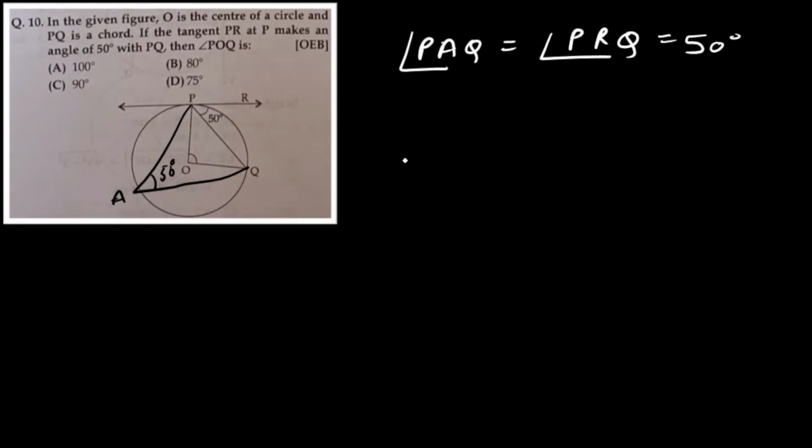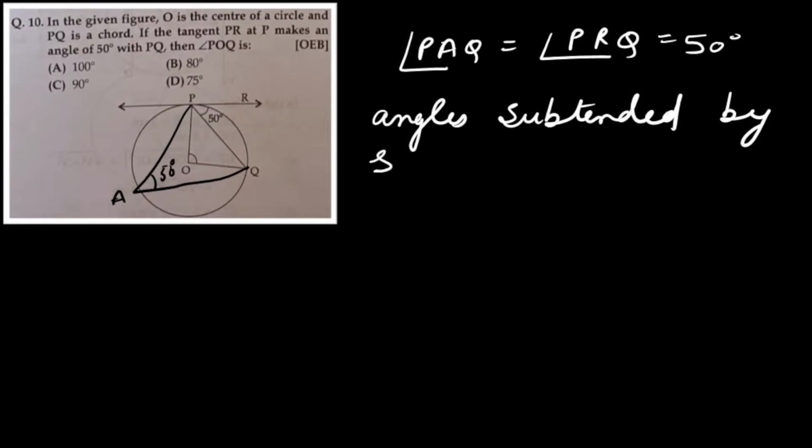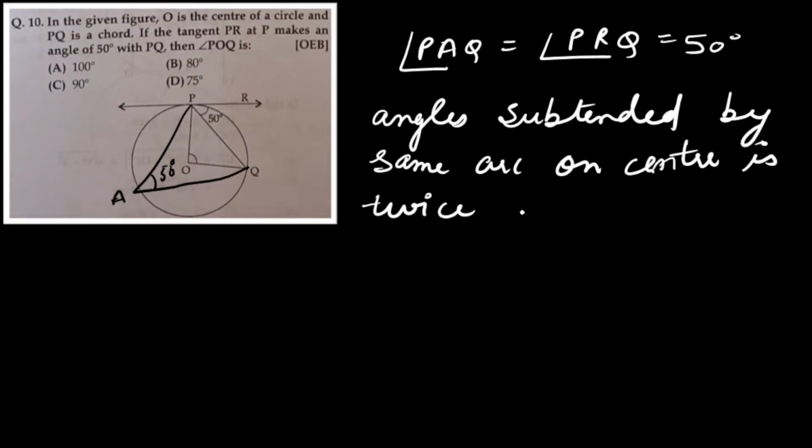Now in circles we have learnt one concept: the angle subtended by the same arc at the center is twice the angle on the circumference of the circle, or on the circle.